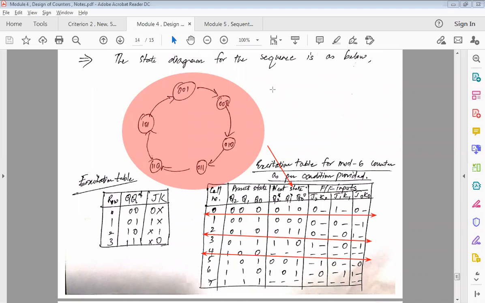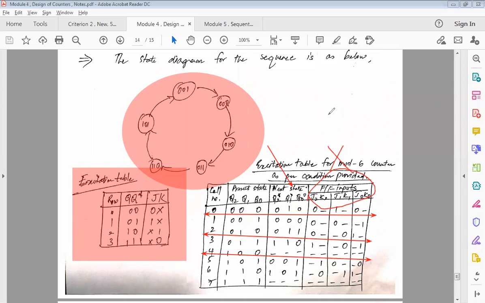But the catch here, the very important thing to know, is that you should know the excitation table. This is important. By mistake, if you miss out this excitation table, what is going to happen? Tell me, students, what is going to happen? You cannot work out with the K-map. Very good. You cannot work out with this section at all.